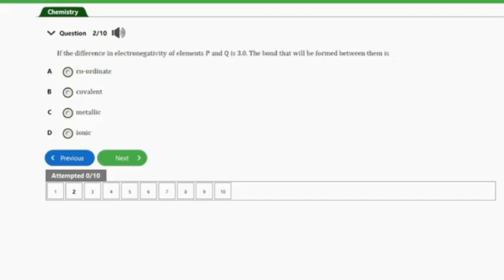Let's consider the next question, and that's question number 2. The question says, if the difference in electronegativity of elements P and Q is 3.0, the bond that will be formed between them is A. coordinate, B. covalent, C. metallic, D. ionic. So guys, the answer to this question will be option D, and that's ionic.